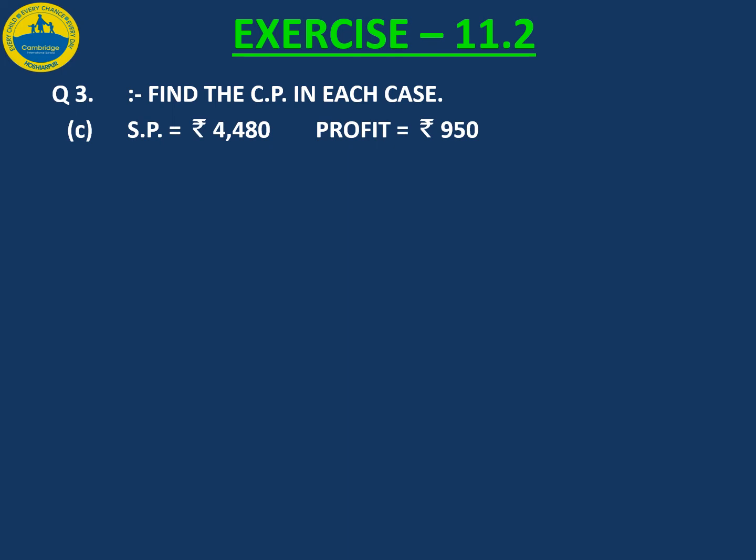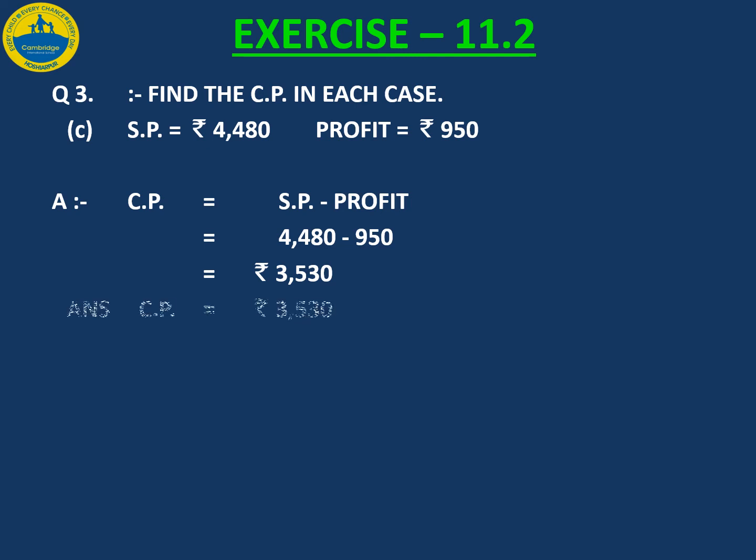Question number 3, C part. Selling price is equal to 4,480. Profit is equal to rupees 950. Now we have to find out cost price. Cost price is equal to selling price minus profit. 4,480 minus 950 is equal to rupees 3,530. So cost price is equal to 3,530.